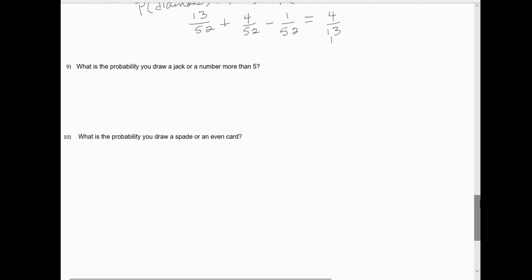Problem number 9, what is the probability to draw a jack or a number more than 5? So again, we're looking at our "or" probabilities. You look at your reference sheet, and it will tell you that you've got 2 different options, either overlapping or non-overlapping. In other words, can a card be a jack and a number more than 5 at the same time? And the answer is no. So these are non-overlapping.